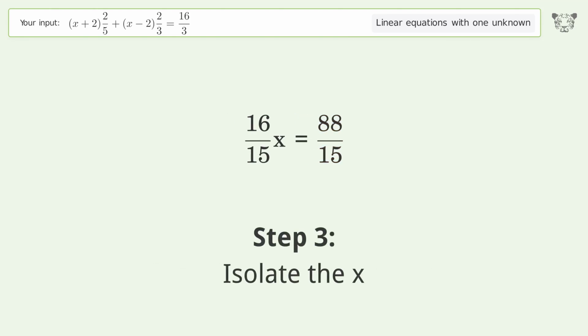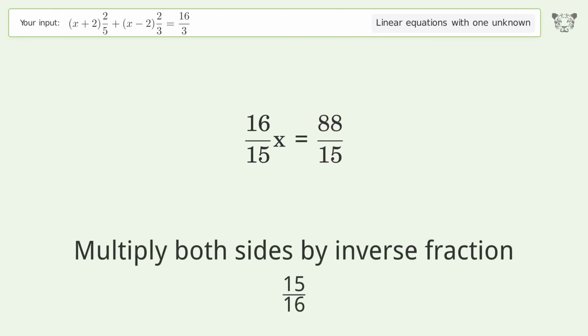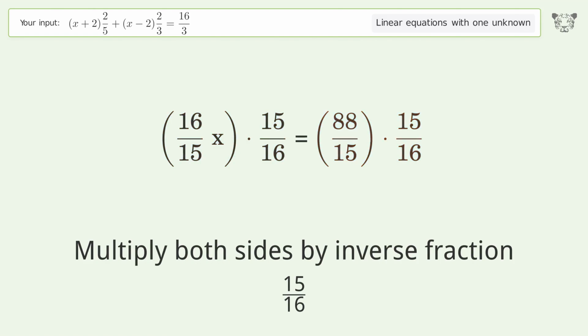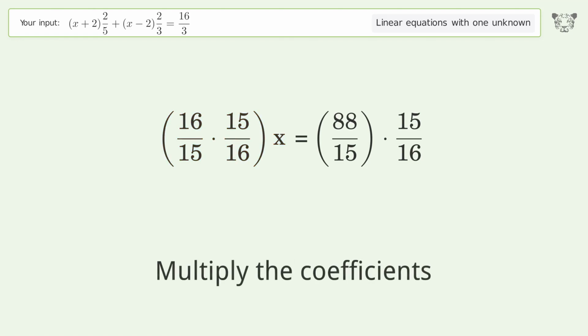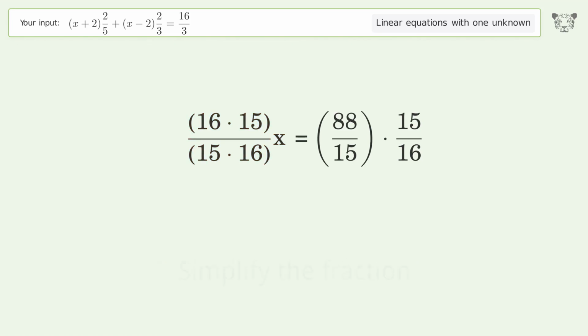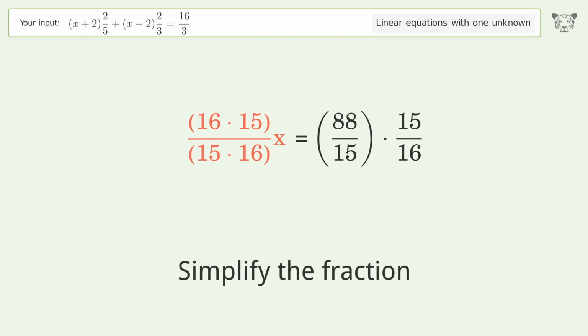Isolate the x. Multiply both sides by the inverse fraction 15 over 16. Group like terms. Multiply the coefficients. Simplify the fraction.